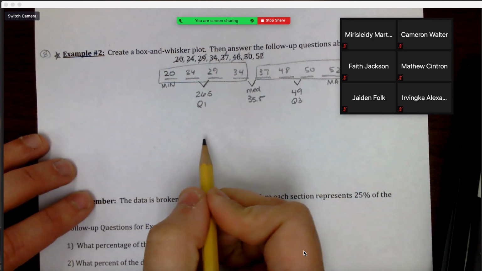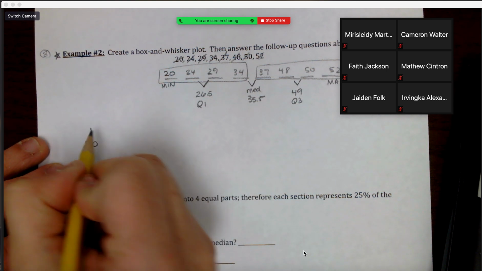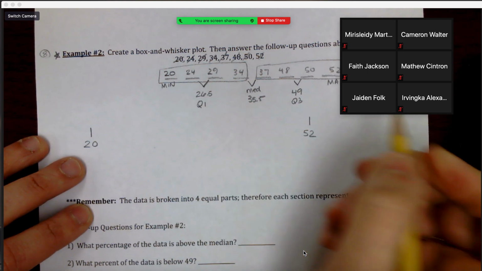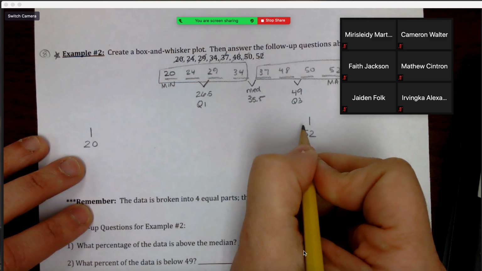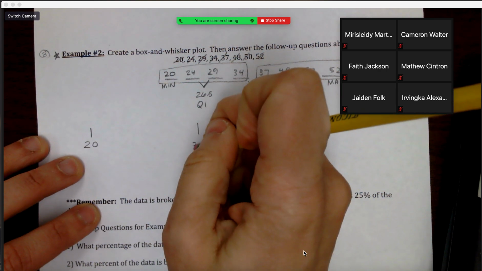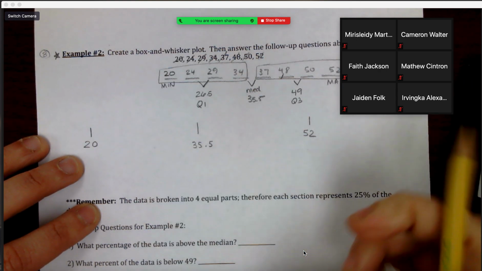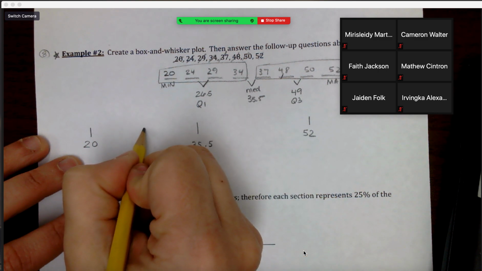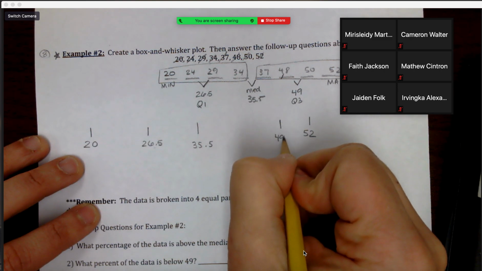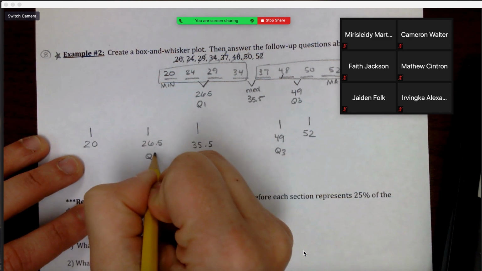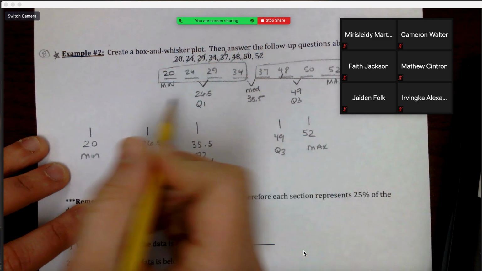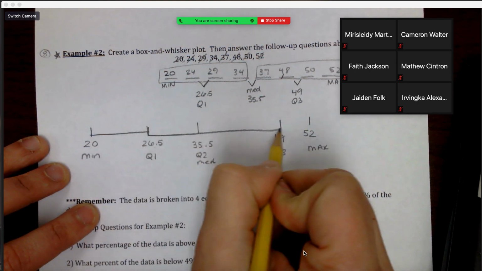So when I make this, it's going to start at 20. It's going to go all the way up to 52. 35.5 is in the middle here. I'm sorry, I guess that's 35.5. Q1 is 26.5, and 49 is my Q3. Q1, Q2, also known as the median, my min, and my max. So I can draw that, make this a box, last whisker.